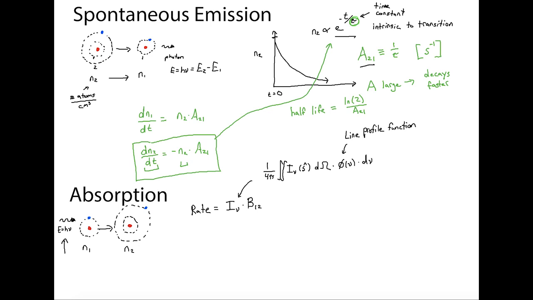And I should mention that line profile functions have units of inverse bandwidth. So when you integrate them over frequency, they integrate to 1. And so fundamentally, the units of this construction here are the same units of specific intensity. And it's just measuring the number of photons coming from any direction over any frequency which can be absorbed by this transition as determined by the line profile function of this transition. So anyway, as I said, this is just a detail.